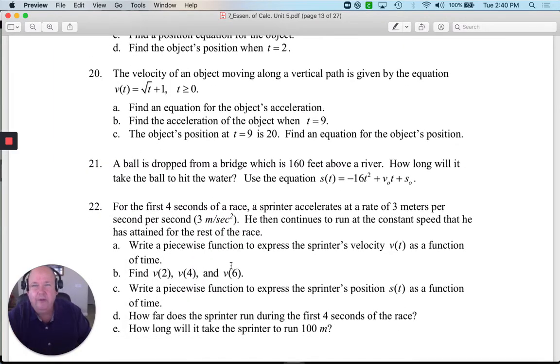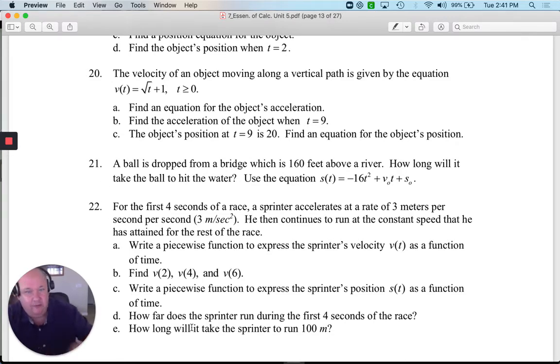The velocity of an object moving along a vertical path, that means it's going up and down, is given there. So I'm going to write that down. I'm also going to write it calculus friendly. So t to the 1/2 plus 1 when t is greater than or equal to 0. It says find an equation for the acceleration. So we can't forget that if you know velocity, then acceleration is the derivative of it. So you have to remember, am I doing the derivative or the antiderivative? And think, what's the power rule for each one?